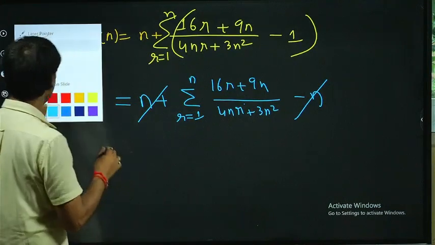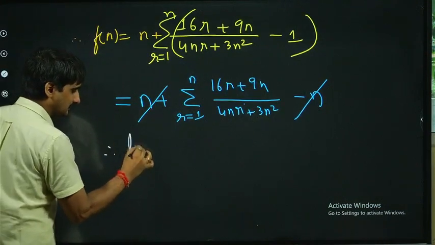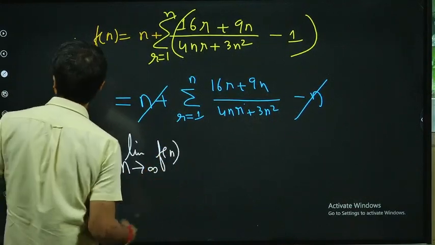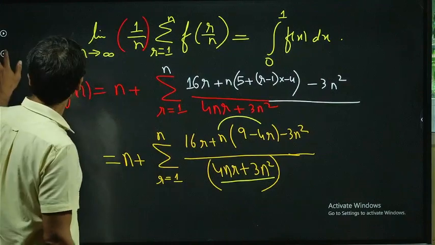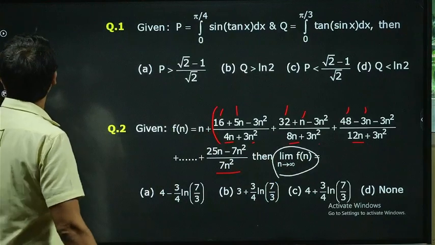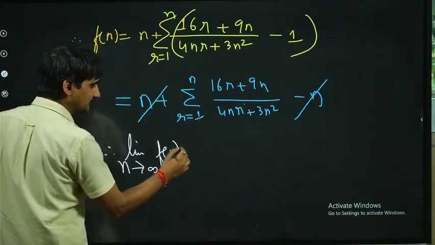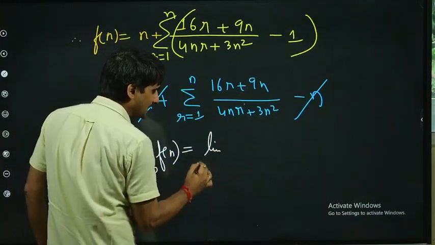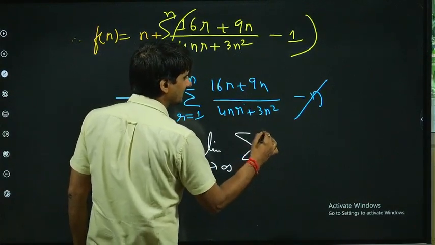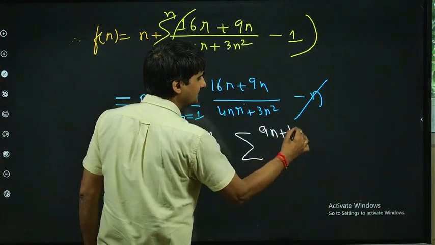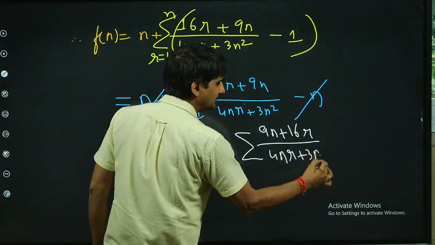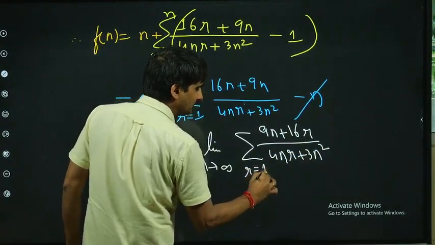So now therefore, the limit as n approaches infinity of f of n, what does it give us? That's what we need finally. So this is nothing but the limit as n tends to infinity of the summation of 9n plus 16r upon 4nr plus 3n square, r goes from 1 to n.